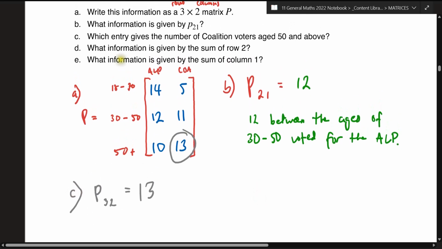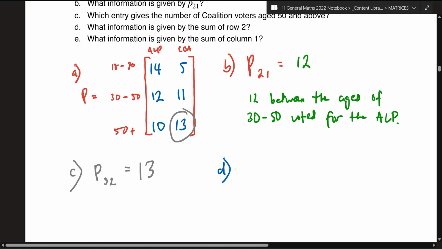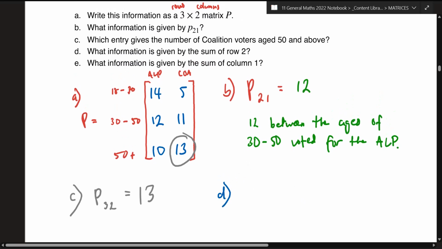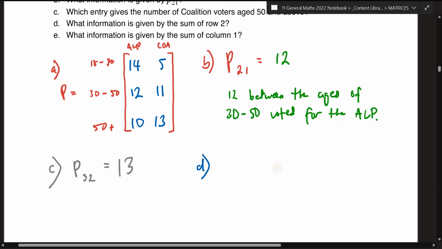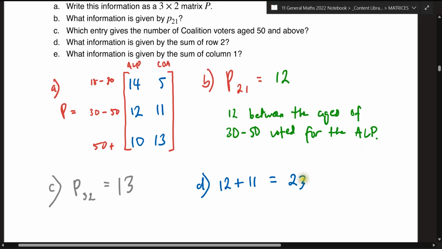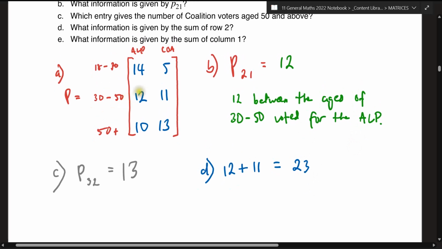All right, question D. What information is given by the sum of row 2? So what info is given by all of the numbers in row number 2? Row number 2 would be this row here. Row number 2 would be 12 plus 11, which equals 23. So what information is that giving you? Well, that would be, in this case, the total number of voters between the ages of 30 and 50. Okay, so you would write that down.